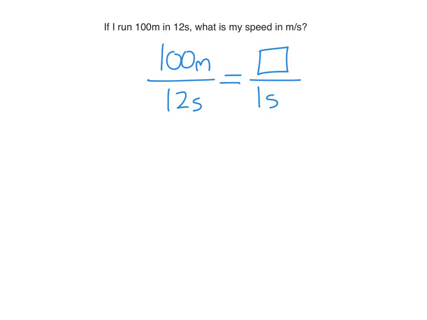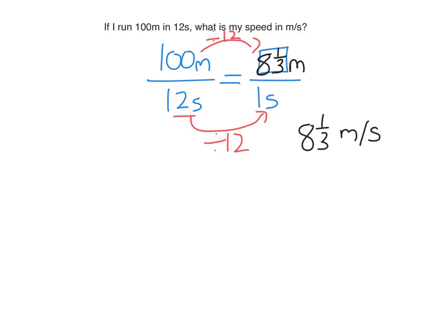Just like we did for equivalent fractions and for equivalent ratios, you have to think, what did I do to get from this number to this number here? I can't add or subtract because fractions don't work like that. I can only multiply or divide. So I go from 12 to 1. We divide by 12. We've done that to the bottom number, so we must also divide the top number by 12. And so the number that goes in the box is just 100 divided by 12, which is 8.3 recurring, or 8 1/3. So if I run 100 meters in 12 seconds, my speed is 8 1/3 meters per second.